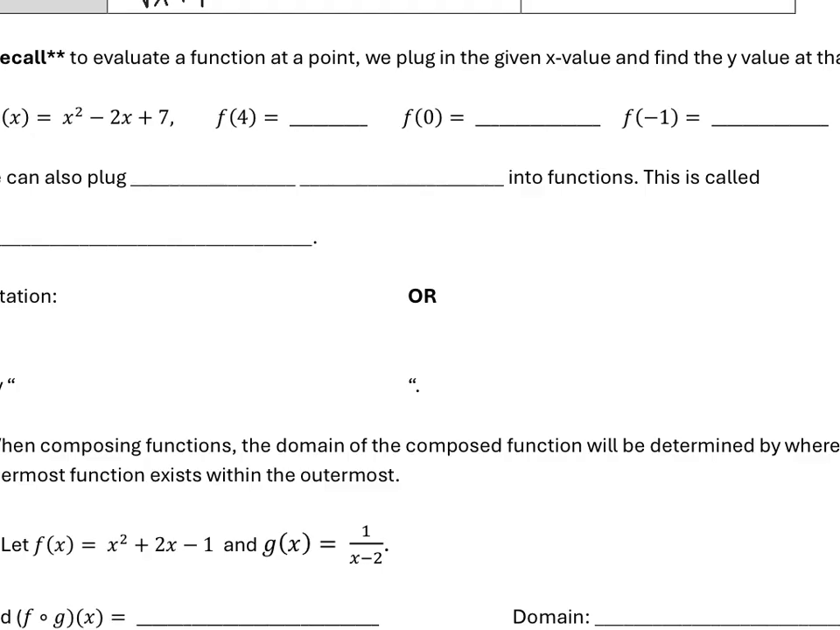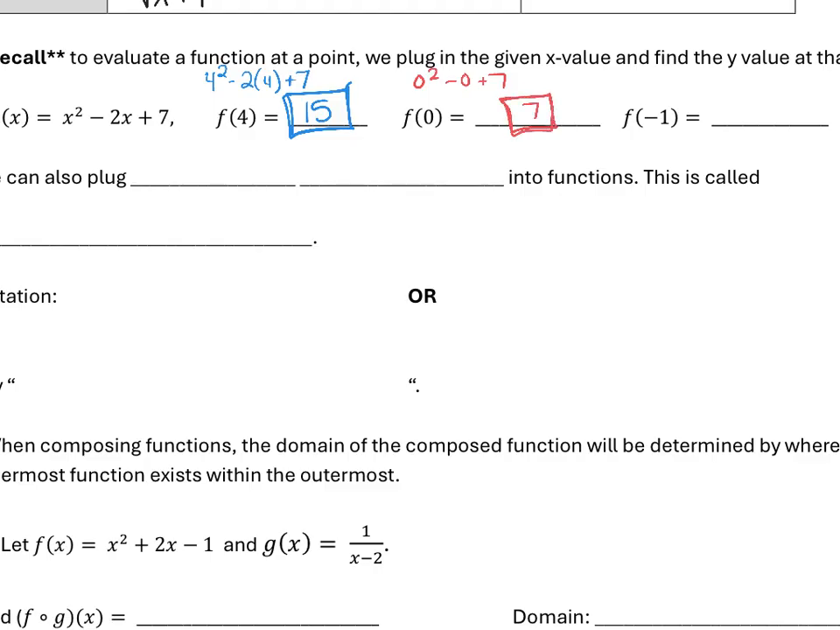We just plug in the given x value and find the y value. So if we were going to do f of 4, we would plug 4 into our original function. Right? So we'd plug in 4 for x, we get 16 minus 8 plus 7, 15. F of 0, we'd plug in 0. 0 squared minus 0 plus 7, which is 7.